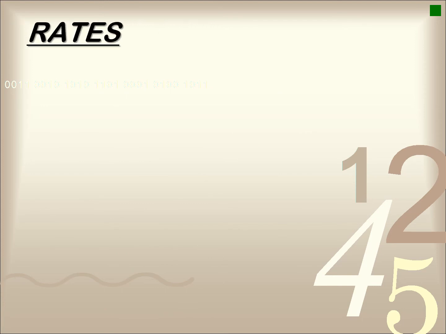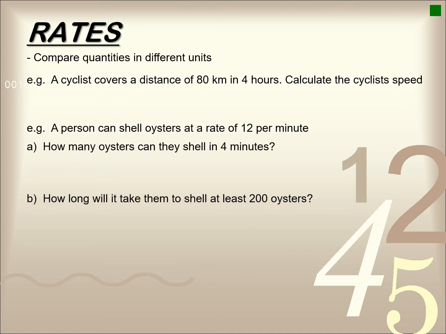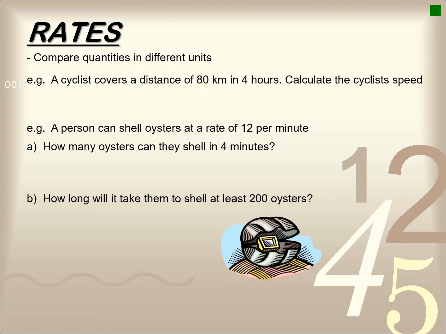Okay, let's have a look at rates. Rates just allow us to compare quantities of different units. We can just have a read and show how we go. You're used to doing this from science. A cyclist covers a distance of 80 kilometers in 4 hours. Calculate the cyclist's speed. Pretty easy. That's 80 divided by 4, which is 20 kilometers per hour. Basically, you work out what will happen in 1.